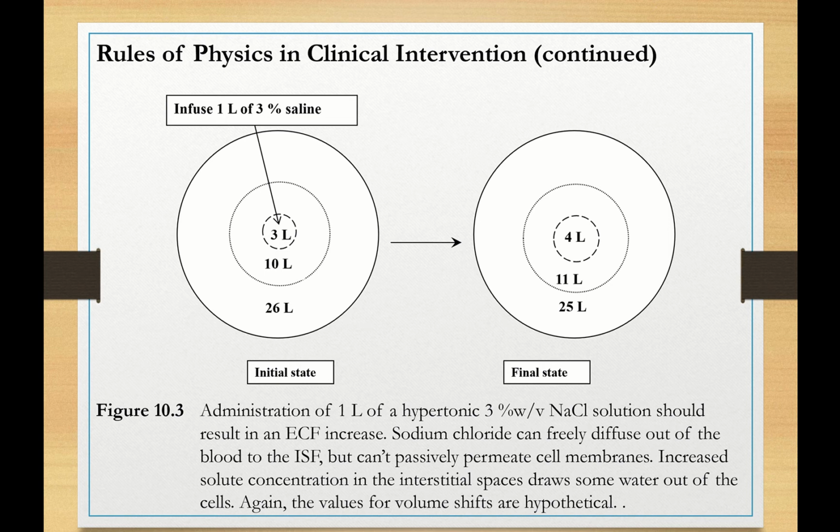Now, what will happen if you infuse the patient with 1 liter of 3% saline? So this is obviously hypertonic, right? Saline, sodium chloride, cannot diffuse intracellularly. So now you have a hypertonic extracellular solution, and it will cause some of the intracellular fluid to diffuse into the interstitial fluid and of course into the plasma. So that's why we see an increase in the interstitial fluid volume and an increase in the intravascular volume, or the blood. So this is a hypertonic 3% sodium chloride solution. Okay.